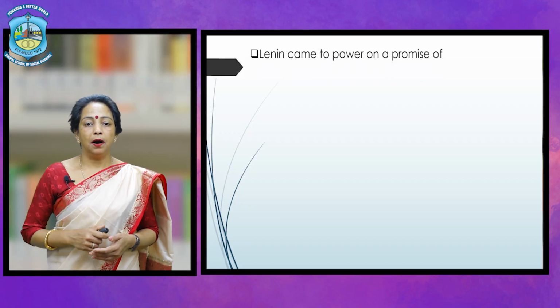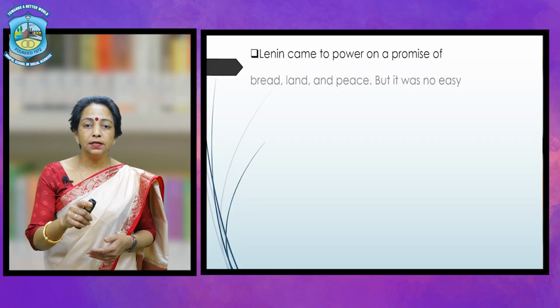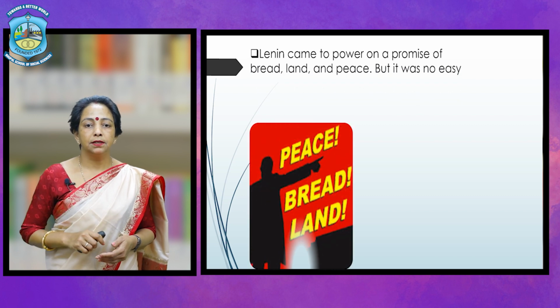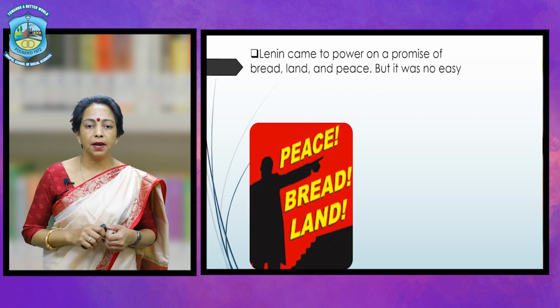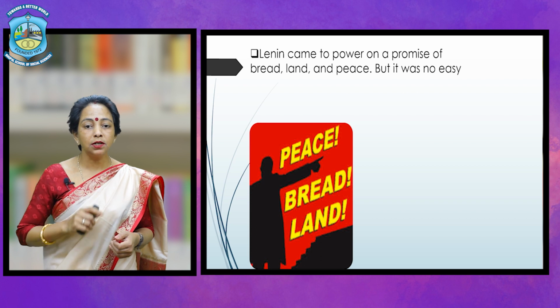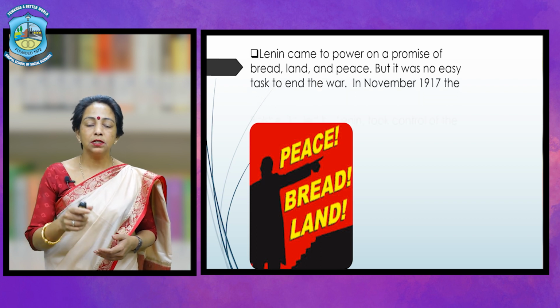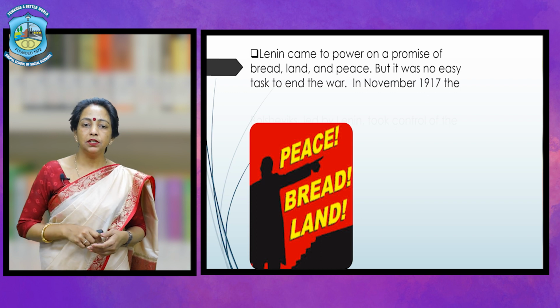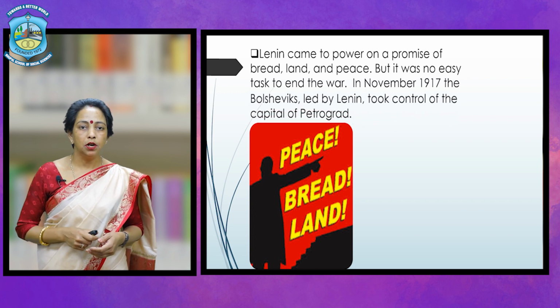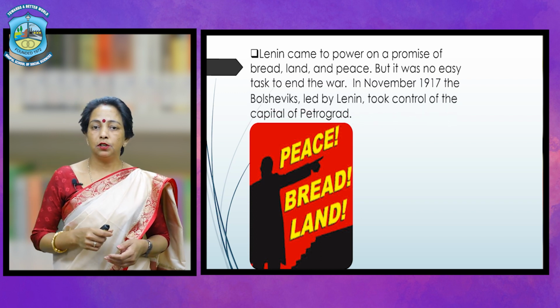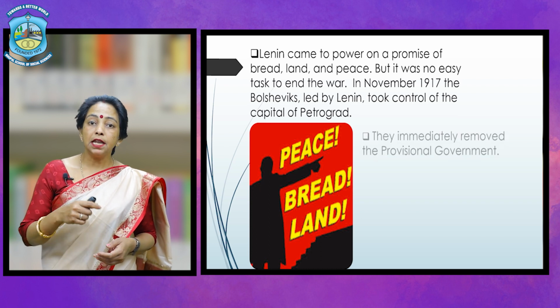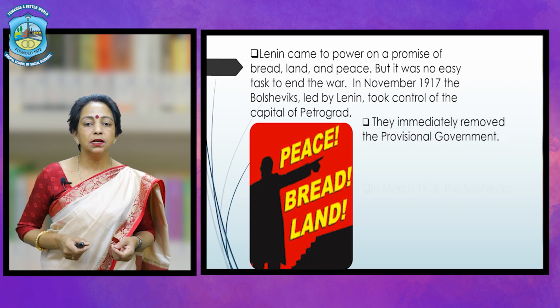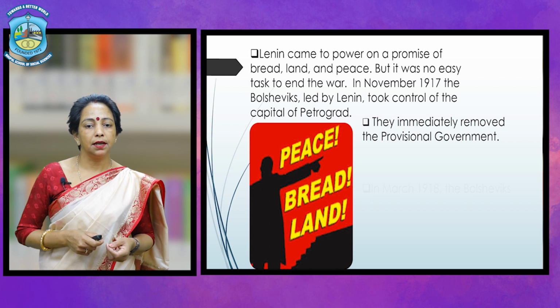Lenin came to power on a promise of bread, land and peace. These three things he kept in his mind, but it was not an easy task because the war was still going on. So in November 1917, the Bolsheviks led by Lenin took control of the capital, Petrograd. They immediately removed the provisional government which was led by Kerensky.